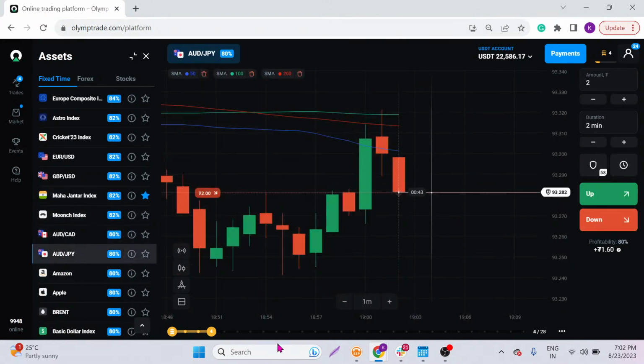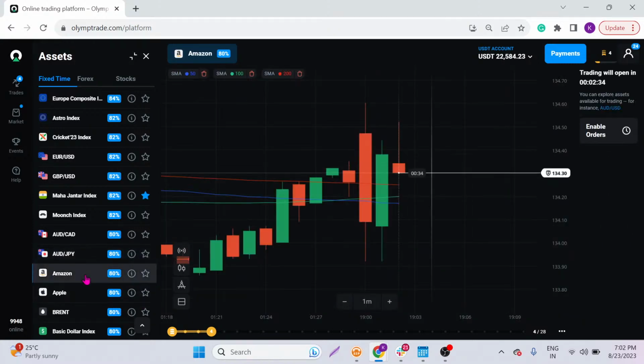Over here I have a downward signal. Let's see how this goes. I made a downward trade and I hope it goes well. Even $1 is very crucial for us here.